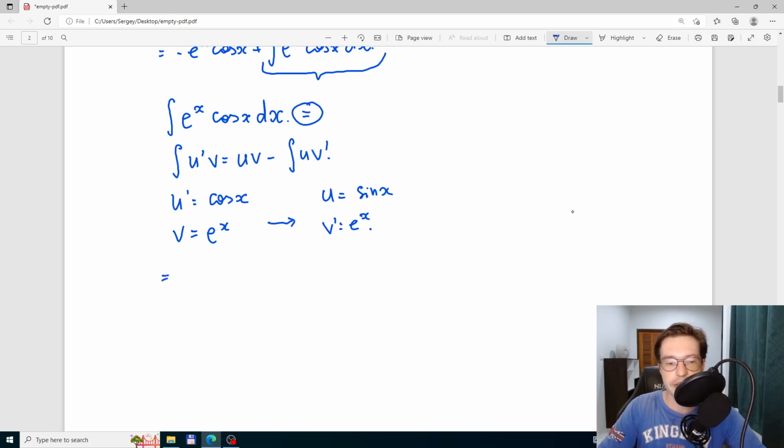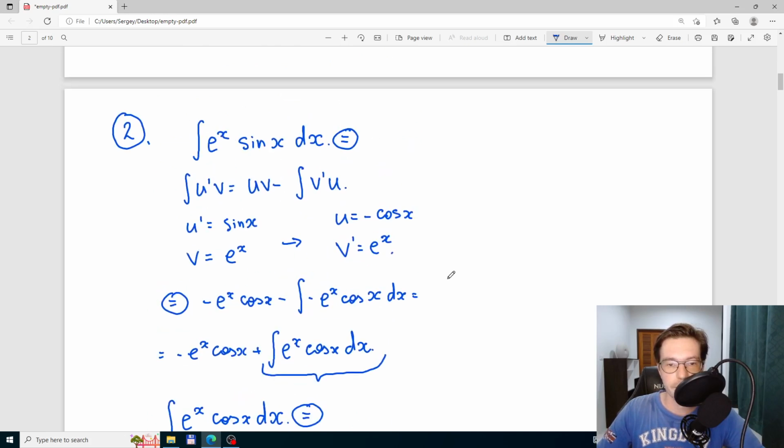Now let's rewrite the original integral as u times v, so e to the power of x times sine x, minus the integral of u times v'. So it's e to the power of x sine x dx. Now, have you seen this integral before? E to the power of x times sine x. Yes, that's the original integral.